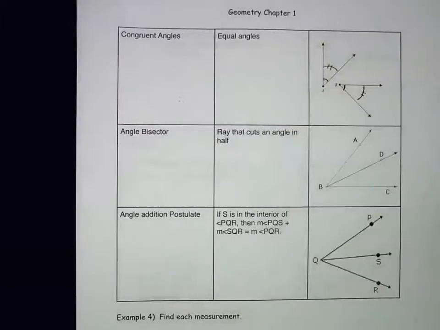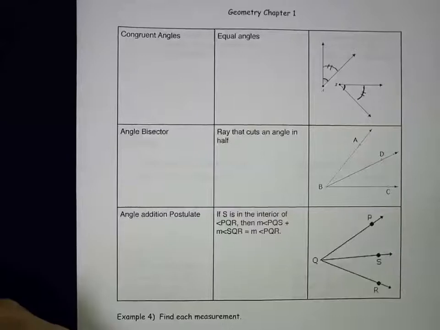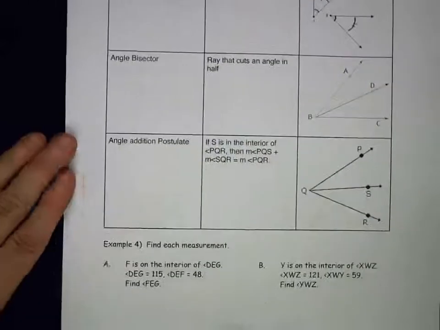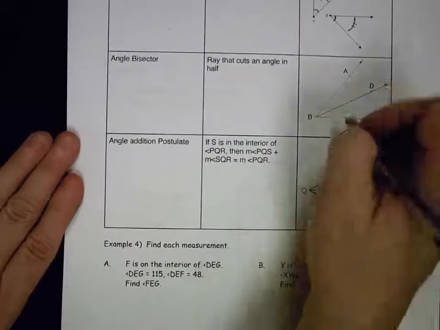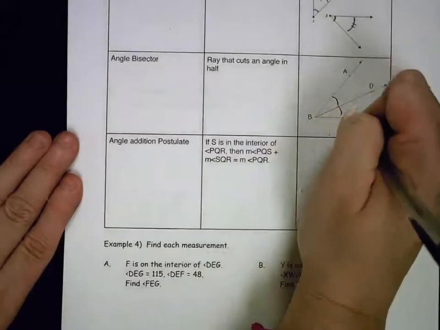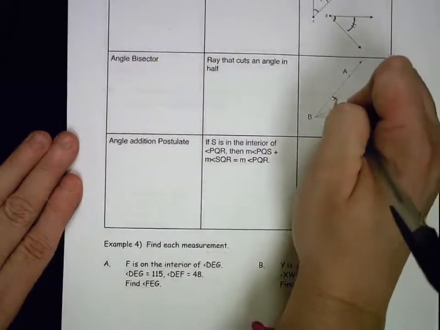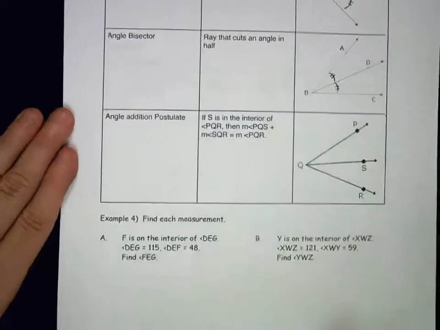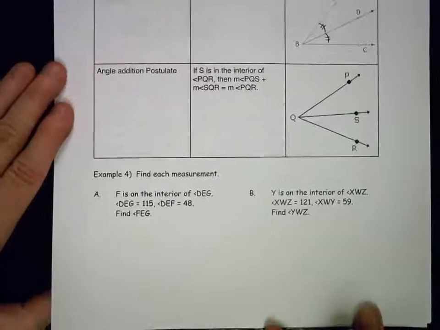Congruent angles are equal angles, and that's how we show they are equal. Angle bisector is a ray that cuts the angle in half. So this piece is equal to that piece. The angles are the same size.